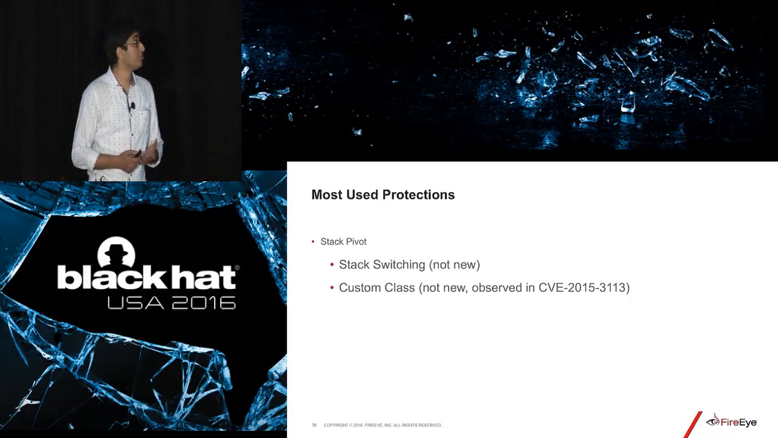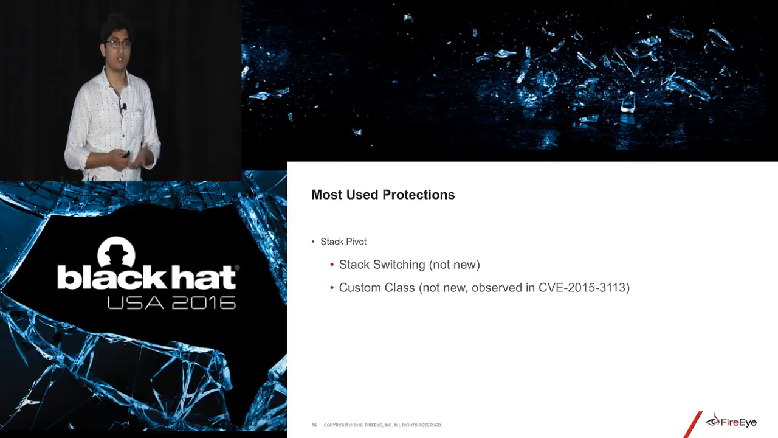So amongst the most used protections, in the case of stack pivot, we have two bypasses as of now. Both are not new. The first one was, I think, shown by Mr. Jared DeMott in his paper on defeating EMET 4.1 in Chromium. And the second one we found in the wild in Operation Clandestine Wolf, which FireEye discovered, the usage of a custom class to eventually make sure that the stack pivot check fails.